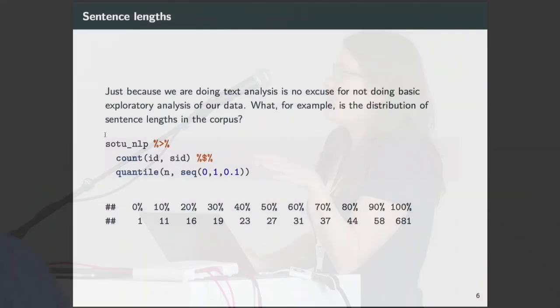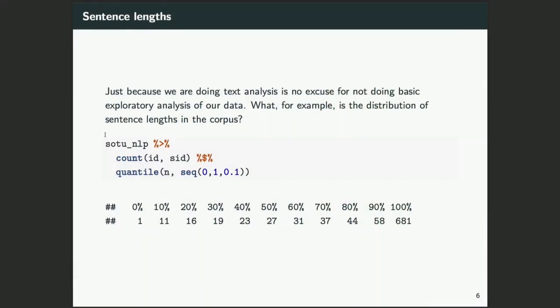So here, we're just going to look at the distribution of sentence lengths in the corpus to give us a quick feel for our data. Lo and behold, we're looking pretty good. Our median sentence length is about 27 tokens. These are tokens on the bottom. But then we've got this one that's 681. We have an outlier. What in the world is going on here?